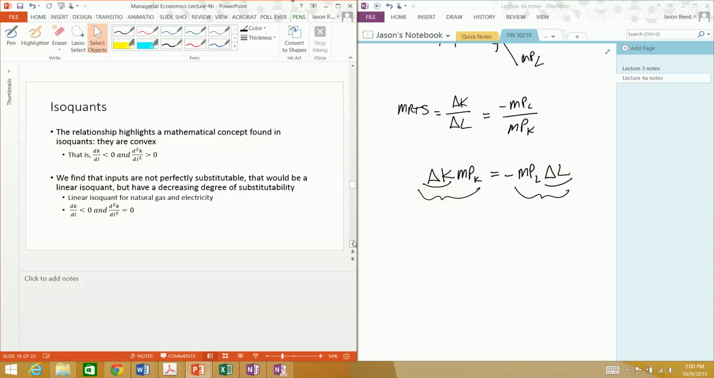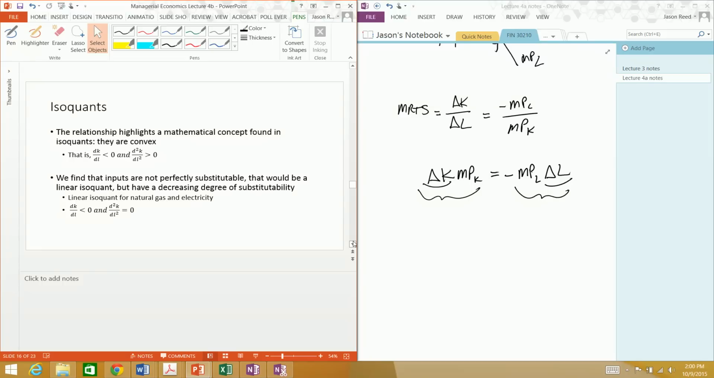So we find, though, that inputs are not perfectly substitutable here. Because of this convex nature, there's some sort of decreasing degree of substitutability. If they were perfectly substitutable, then we would have a linear isoquant. Okay? The linear isoquant might be for something like natural gas and electricity. So what we get is some negative value where our second derivative would then have to be 0.